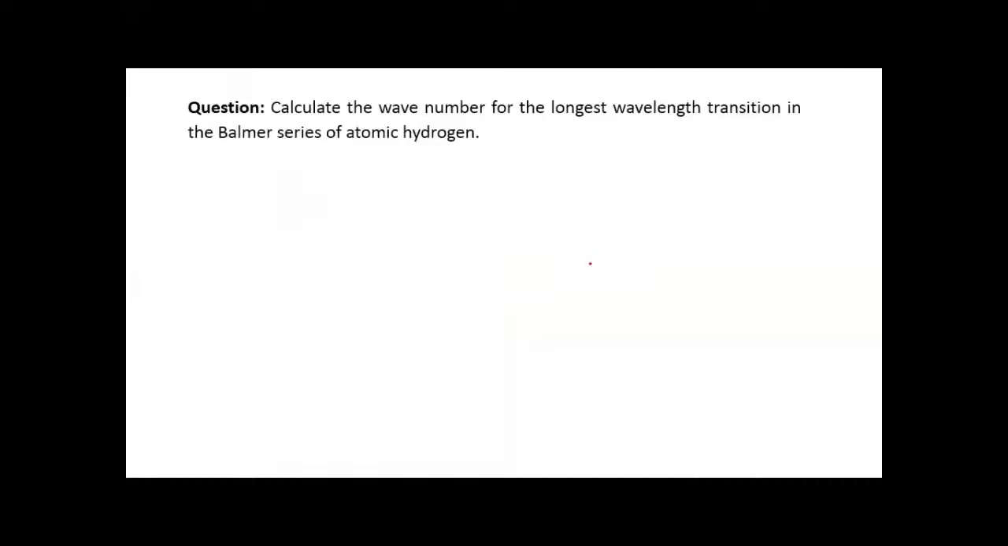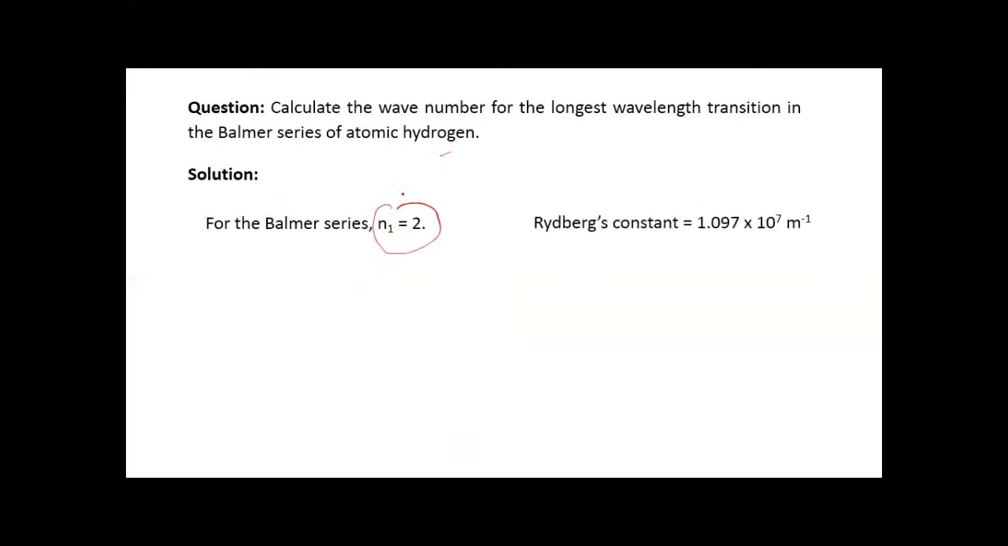Here we will solve a question. The question is: calculate the wave number for the longest wavelength transition in the Balmer series of atomic hydrogen. For the Balmer series, as we already discussed, the value of n1 is 2. The Rydberg constant value is 1.097 into 10 to the power 7 meter inverse. The formula is nu bar equal to 1 upon lambda equal to R times 1 by n1 square minus 1 by n2 square, where nu bar is the wave number.